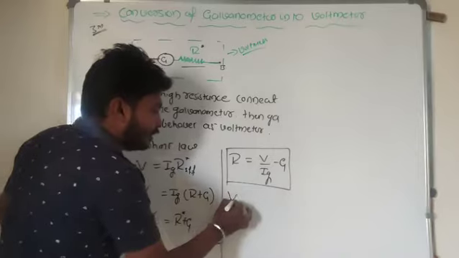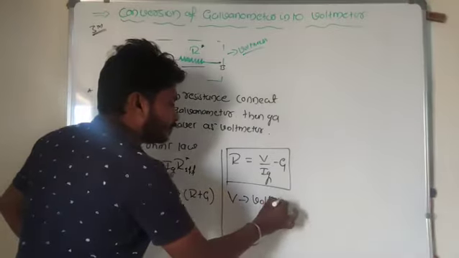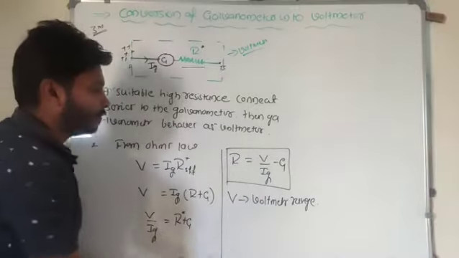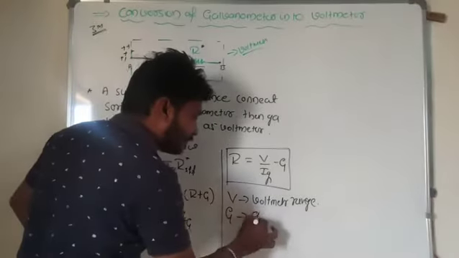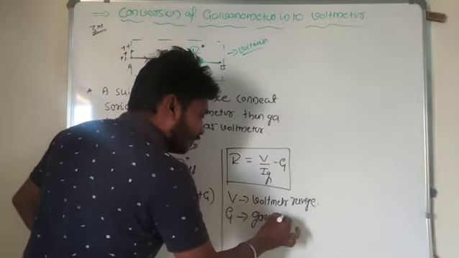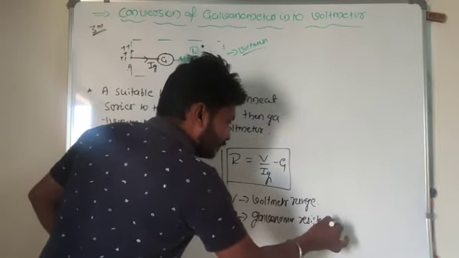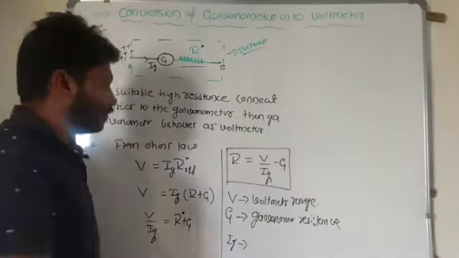Here V indicates the voltmeter range. Voltmeter range you can consider as the range of the voltmeter. Capital G represents the galvanometer resistance. Here Ig represents the current through the galvanometer.